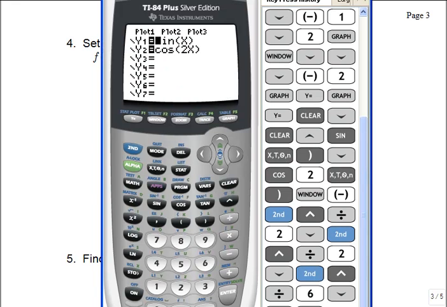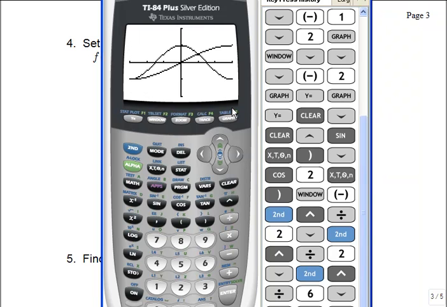So I've got sine of x in y1 and cosine of 2x in y2. And again, I adjusted my window dimensions to make this look good. Since we're only looking at this from minus pi over 2 to pi over 2 for the x's, that's what I set my x bounds to be. And then for my y's, I just went from negative 2 to 2. So here's my sine curve, and then here's that cosine of 2x.